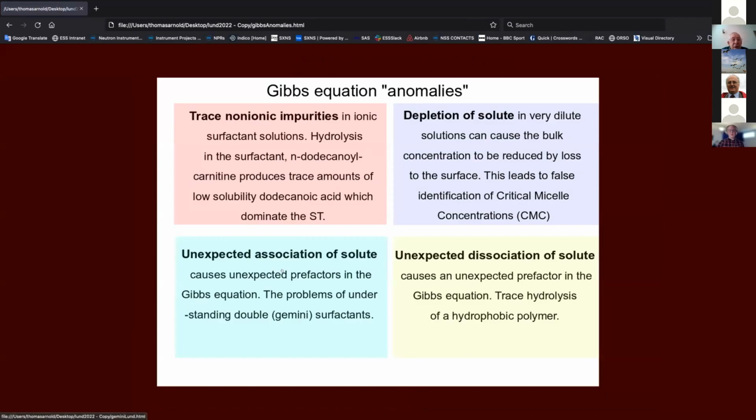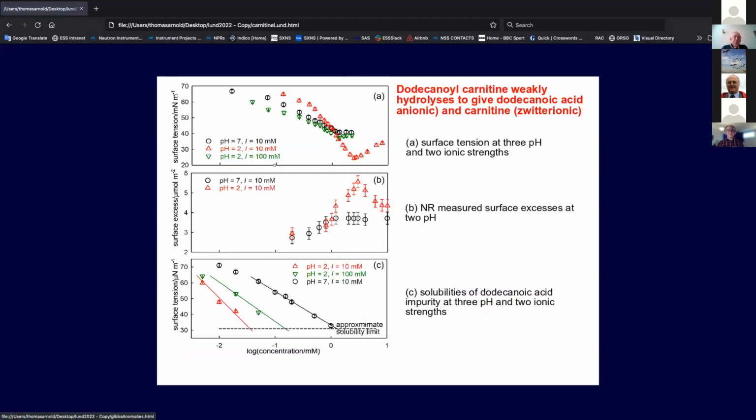Okay, next slide, just click. Oh, that's better. So this gives rise to a number of anomalies, the problem with the Gibbs equation. What I've selected here are four anomalies. There's trace ionic impurities. Of course, there are trace ionic impurities, depletion, and so on. So Tom, if you could press particularly on the left hand in the middle, go in the middle and click in the middle, right? Okay.